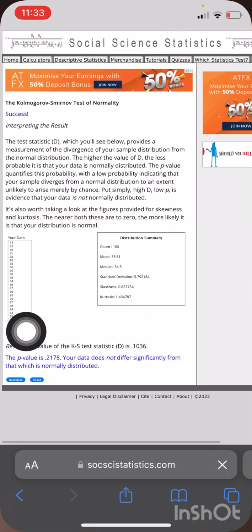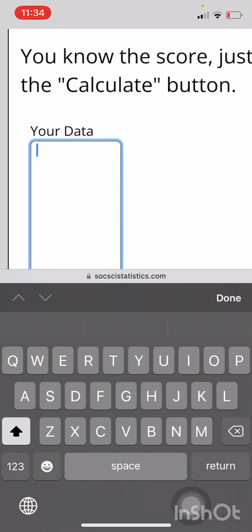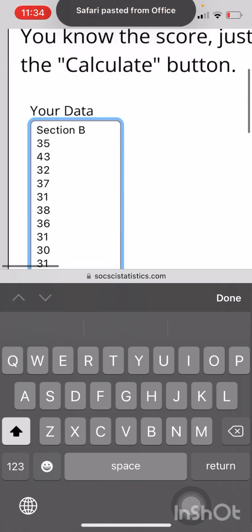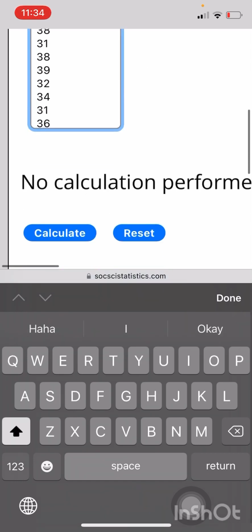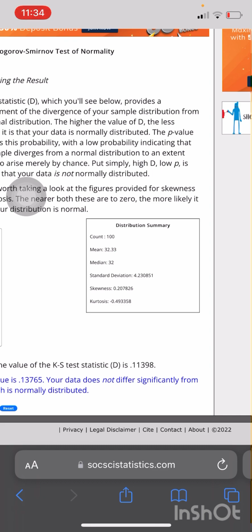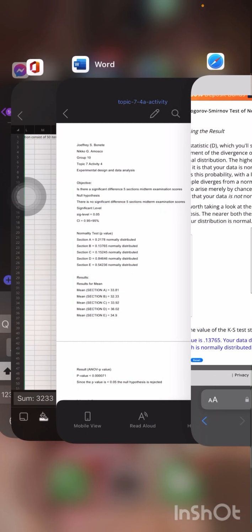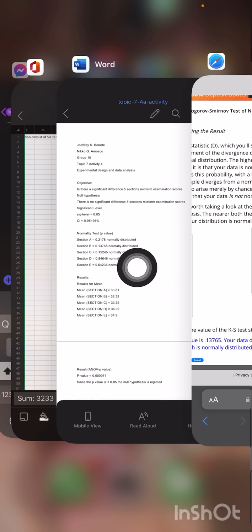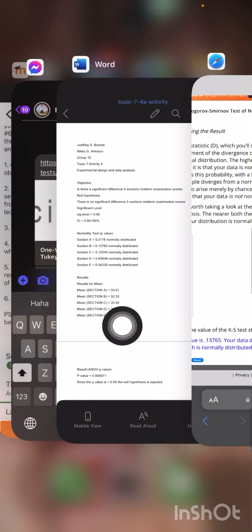We will copy and paste it here in our online calculator. We will paste our data and calculate. So in section B, the p-value is 0.13765, which is normally distributed, and the mean is 32.33. So again, we copy the p-value and the mean here in our Word file. Section B has a p-value of 0.13765 and a mean of 32.33.